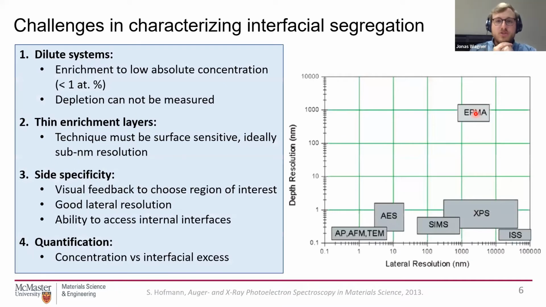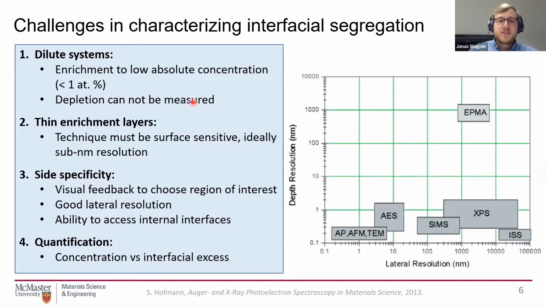So if we now want to characterize such interfacial layers caused by segregation, we have different challenges. First, overall, we are talking about very dilute systems, right? Like 0.05 tin, that would be in the usual range of concentration. So even if we have a very strong enrichment over a few orders of magnitude, we are still talking about low absolute concentrations, right? So we need to have a technique that is very sensitive for low concentration.